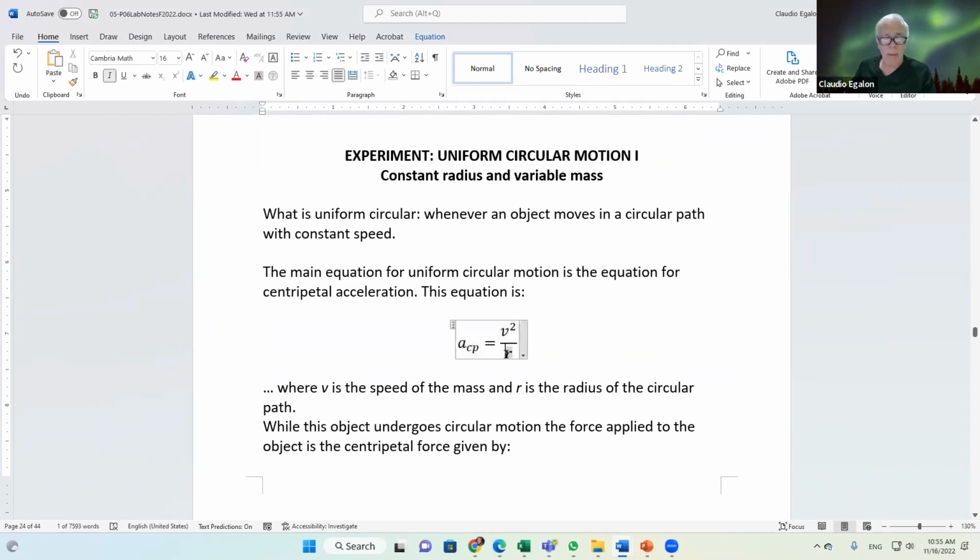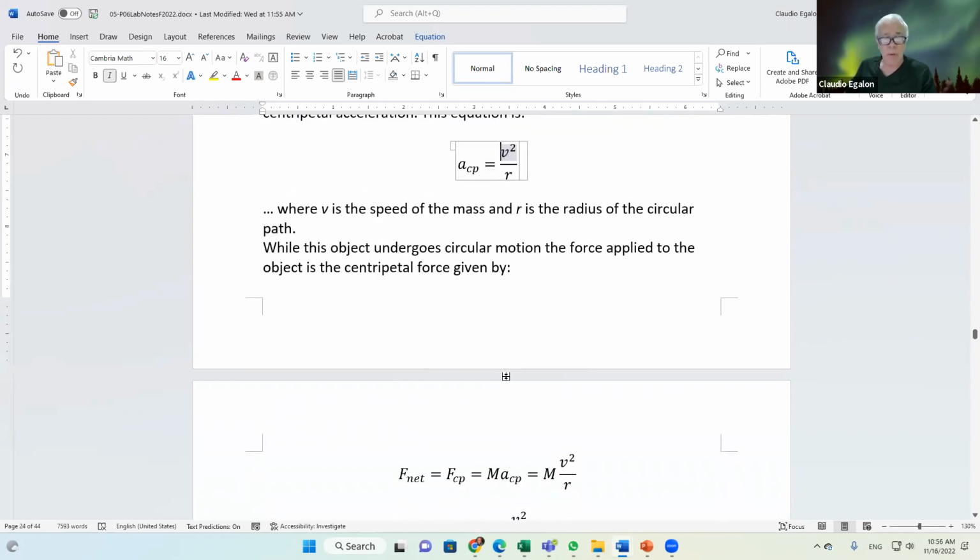So what do we do? We put an object to move in a circular fashion. We measure the radius of the circle that the object is undergoing, and we time how long it takes for the object to go a full circumference. From this time measurement, we get 2 pi r and divide by t to get the velocity. That's how we do this experiment.